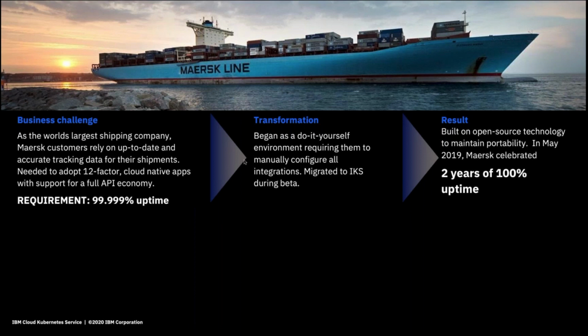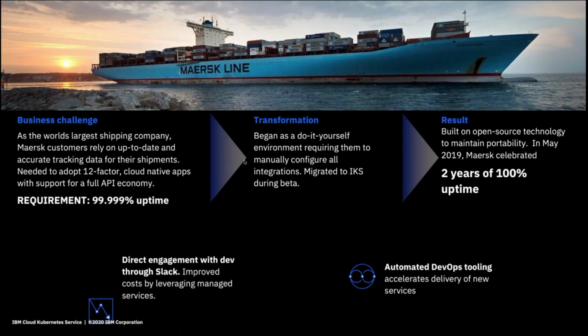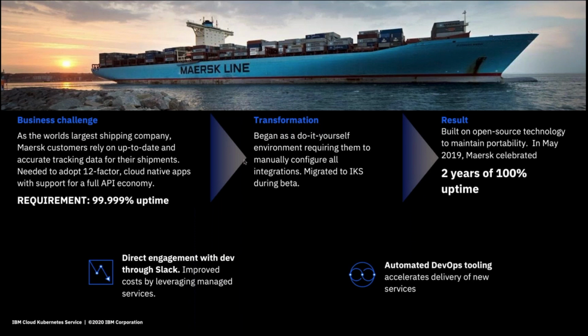This chart's actually outdated. They've celebrated 3 years of 100% uptime. Yes, they've upgraded Kubernetes versions. Yes, there's been network blips and outages, but because of their architecture, they're able to achieve 100% uptime for their customers. A few things that we learned along the way.